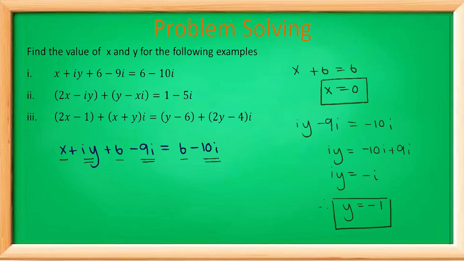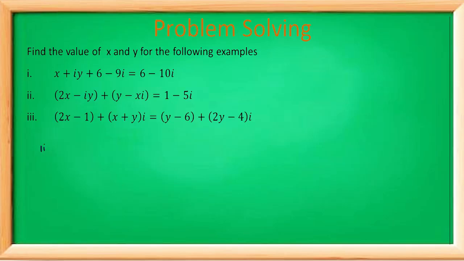What we could have also done was simplify the equation that we started with. So we could have had x plus iy is equal to 6 minus 10i plus 9i. This would have simplified to be 0 minus i. So again, we would have said therefore x equals 0 and y is equal to minus 1. Okay, so let's look at part 2.